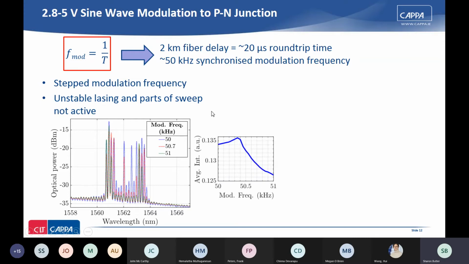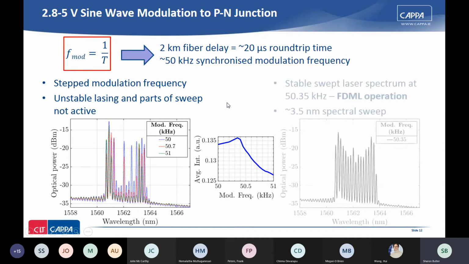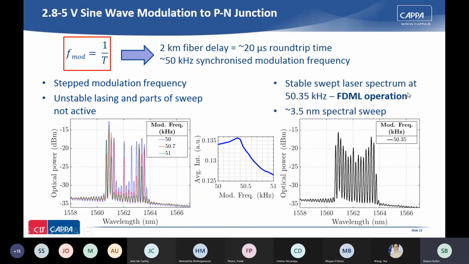By stepping the modulation frequency and looking at the average output intensity, we see it begins to increase up to a maximum point and then decreases. The frequency at that maximum point was determined to be the exact matched modulation frequency, which was 50.35 kilohertz. So at that frequency, we have our FDML operation. The wavelength sweep on the OSA was stable with about 3.5 nanometers sweep range. The comb lines present here are from the reflections from the photonic crystal cavity to the chip facet.